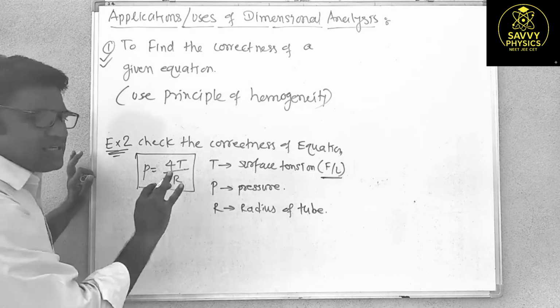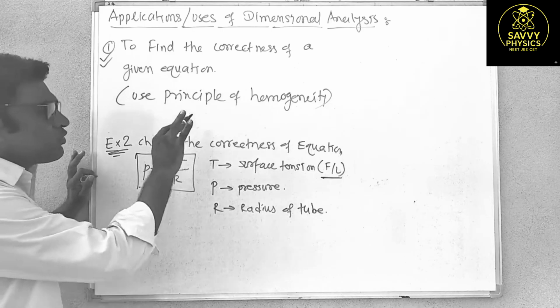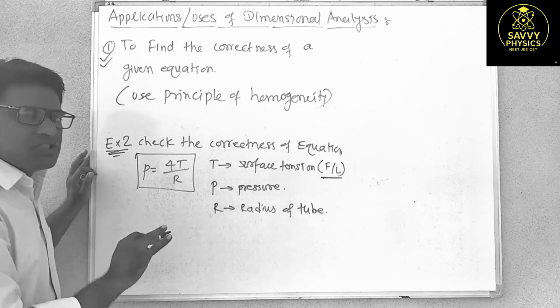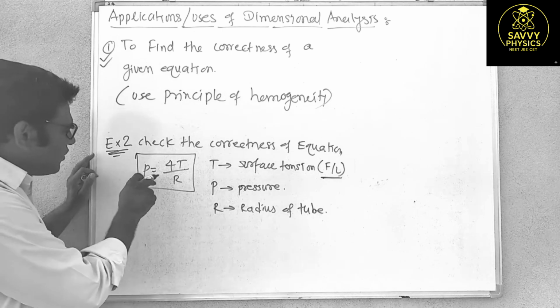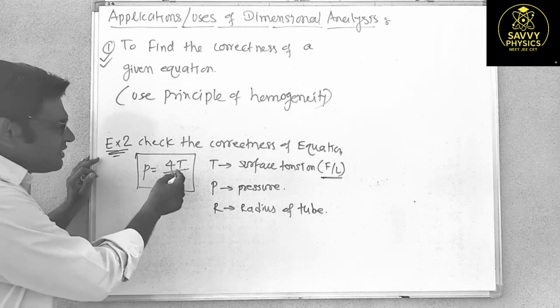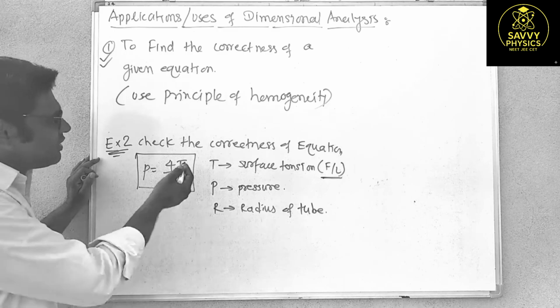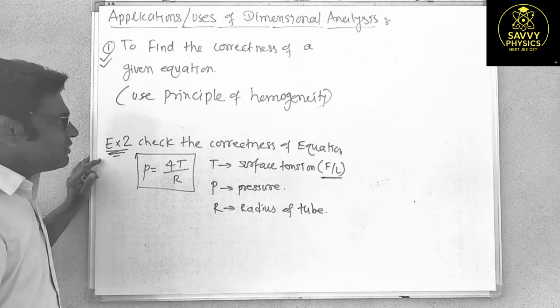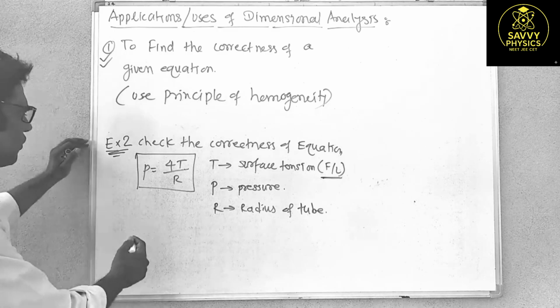Here everything is given. Based on that only, we have to use our concept related to dimensions and solve. So we have to check whether the dimension of this side and this side are equal or not. If it is equal, the equation is correct. Okay, let us try.